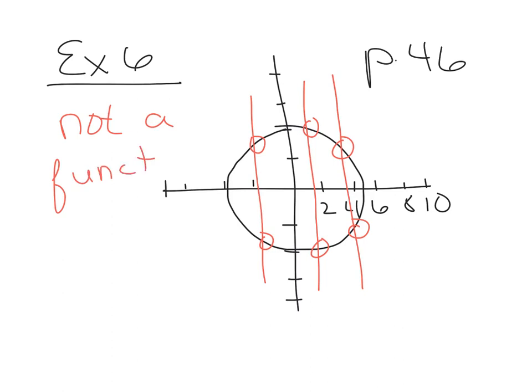So just to reiterate, using the vertical line test means you can draw a vertical line any place on the graph of a function and it will only cut through the graph in one place. If a vertical line cuts through a graph in more than one place, then it's not a function.